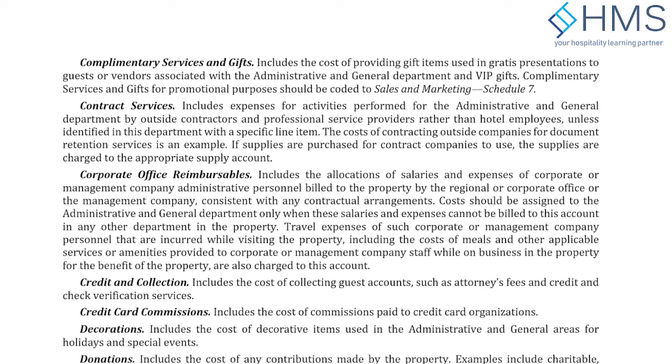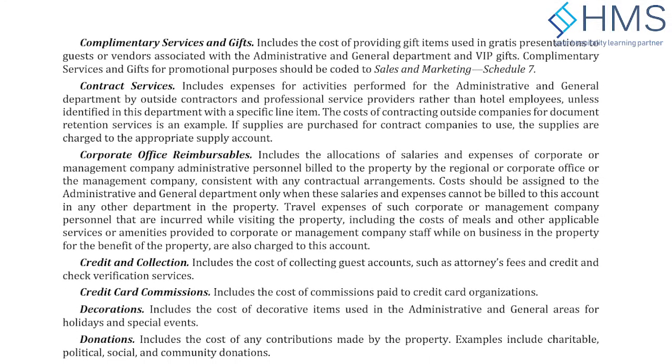Then you have complementary services and gifts, which includes the cost of providing gift items and gratis presentations to the guest of administrative in general. So whether the financial controller is inviting any guest, whether we are giving gifts to the ministers, to the bankers, to our key vendors, or the GM is giving that, or the purchasing is giving that, or supplier, or the security department is giving to the police officers. Those are all cost of those gift items and gratis presentations will be going into this line code.